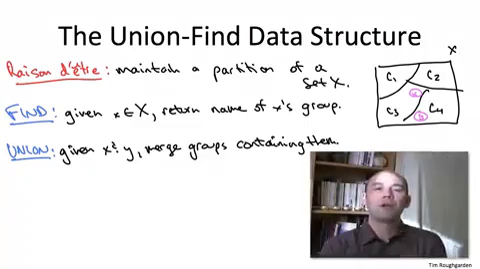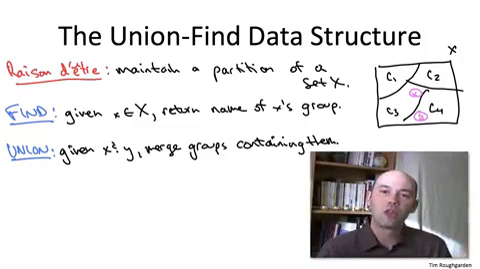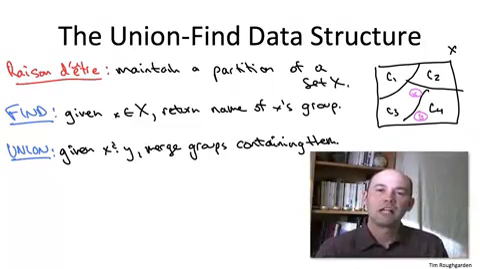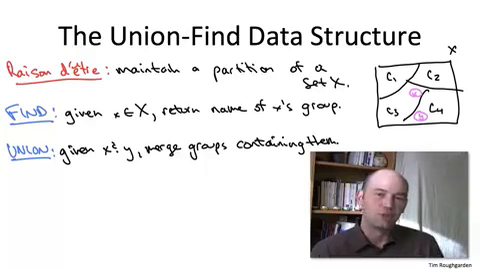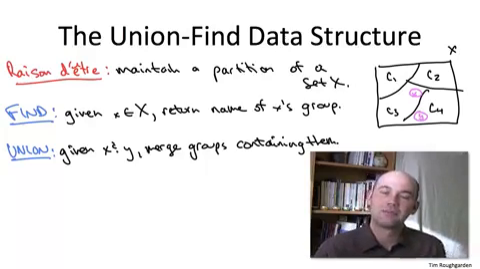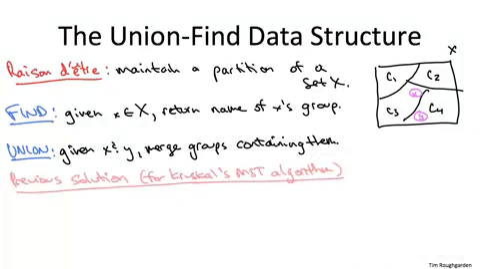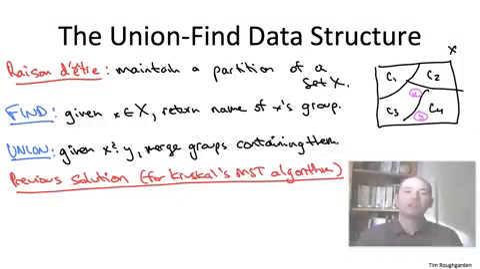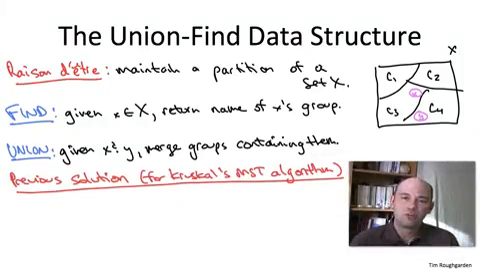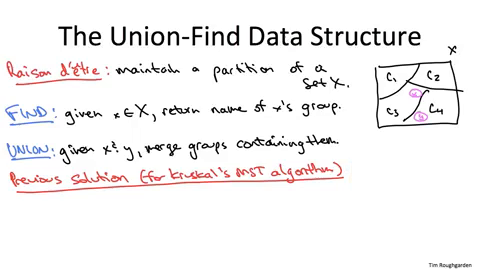In the union operation, you're given not one object but two, call them X and Y, and then the responsibility of the operation is to merge the groups that contain X and Y. So for example, in the picture, if Y was in C4, X was as before in C3, then your job is to fuse the groups C3 and C4 into a single group. In the context of Kruskal's algorithm, we needed this operation when we added a new edge. This fused together two of the existing connected components into one. So that was exactly the union operation.